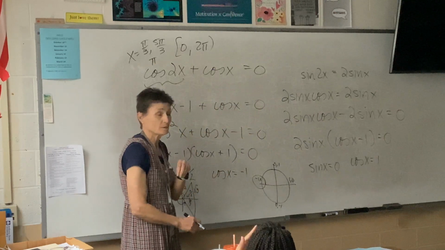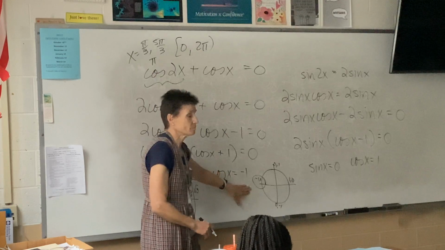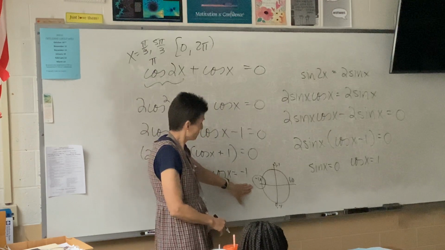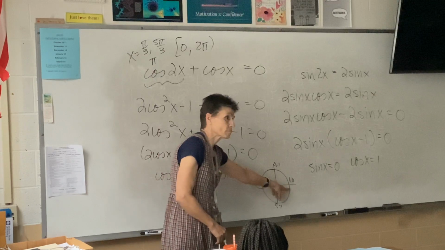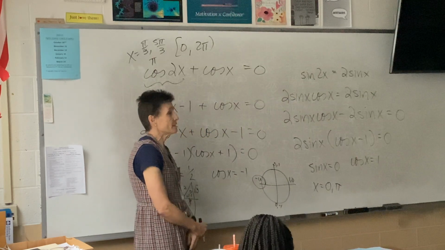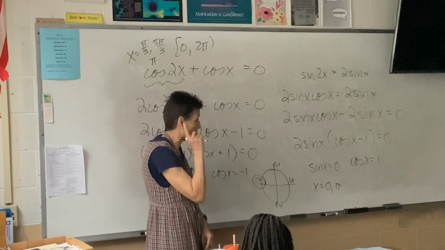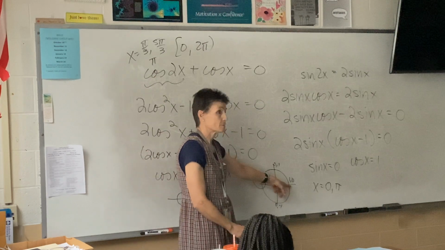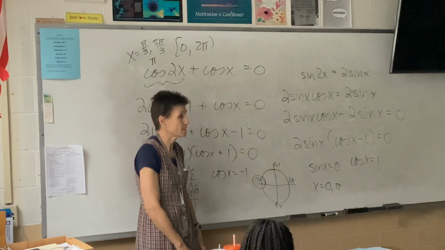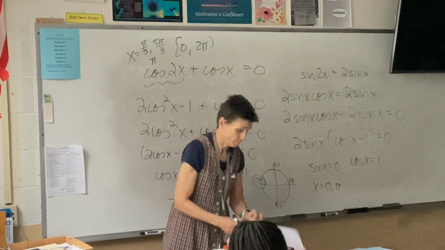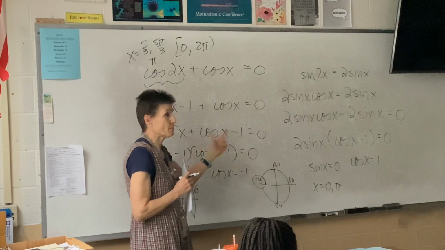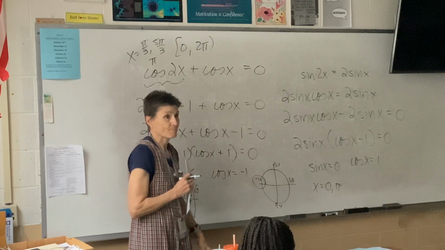Those are both going to be on my circle, aren't they? So sine is y. Where is y? 0. 0 and pi. Cosine is x. Where is x? 1. I already have it written down. So that's it. Those are my answers, 0 and pi. All right, anybody have a question about those two problems? Good with that?